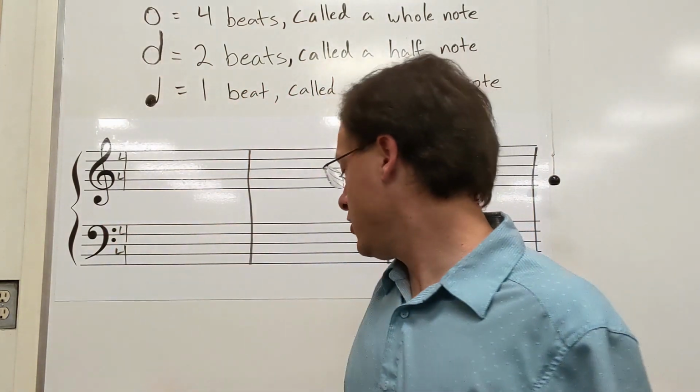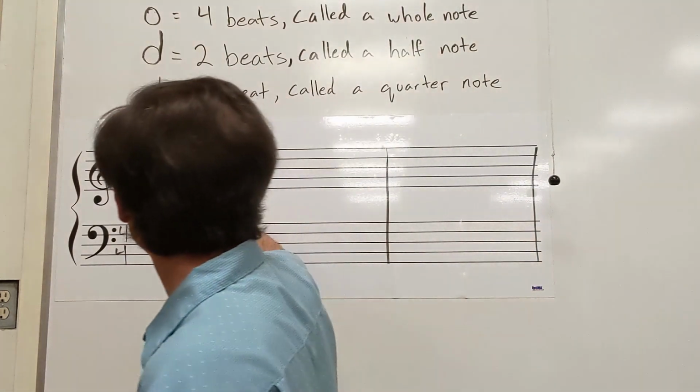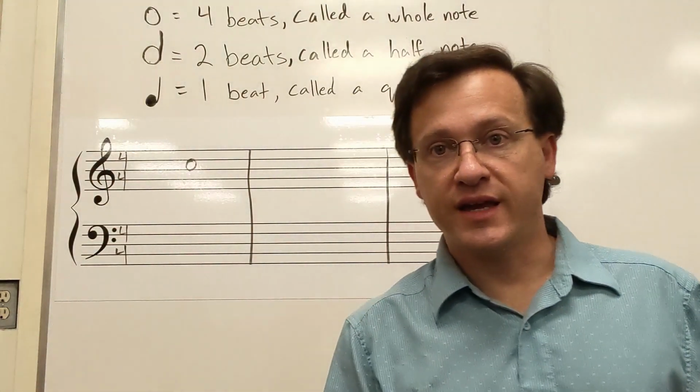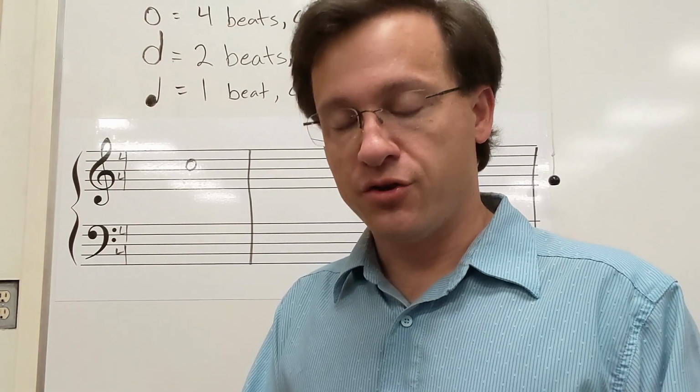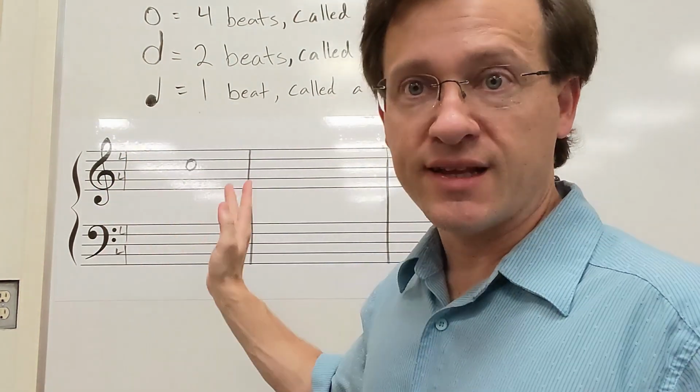So if I draw a whole note into my first measure here, like if I put a whole note right here, that's it. I can't put anything else in that measure because the whole note is 4 beats long and the measure is 4 beats. So I filled up the whole thing, that's it.